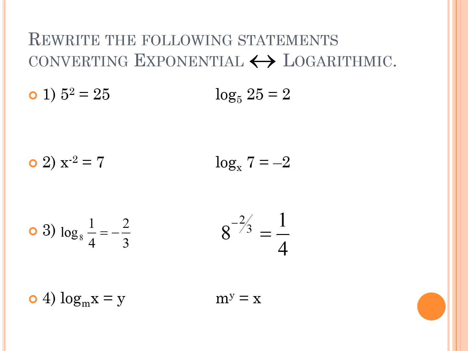Now, number 3, 8 raised to the negative 2/3 equals 1/4. And if you actually work that out in a calculator, that's a true statement. This goes to why I said you need to make sure you feel comfortable with exponents. That would be the same as taking the cube root of 1/8 squared. And so, again, that's the same as taking the cube root of 1/64, which equals 1/4.